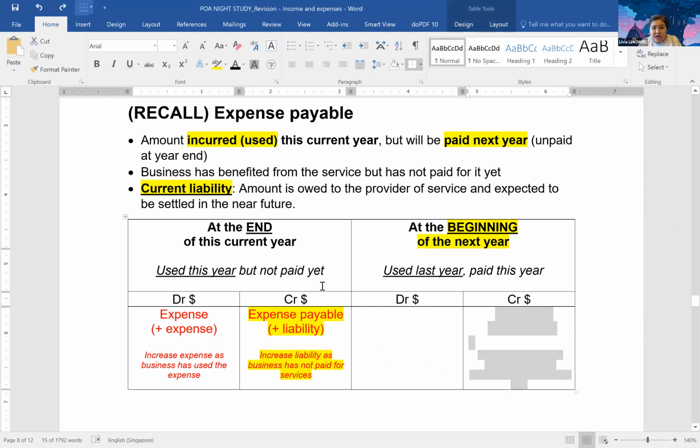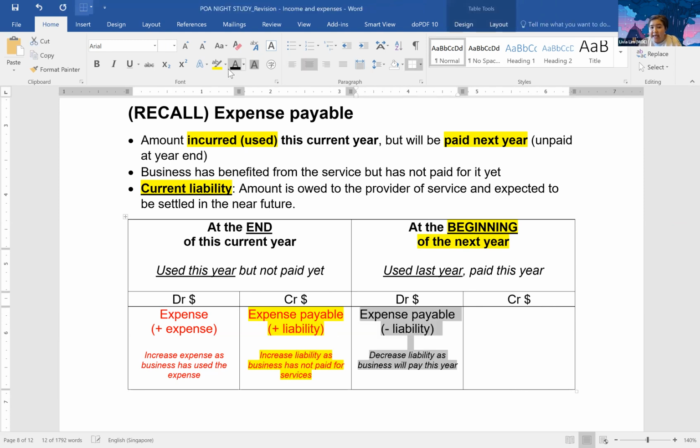You will actually pay for the amount and you will decrease the liability, because you eventually need to pay for it. So at the beginning of the next financial year, you will pay for it. So you minus away the liability. At the same time, this expense, you will probably use it up as well.